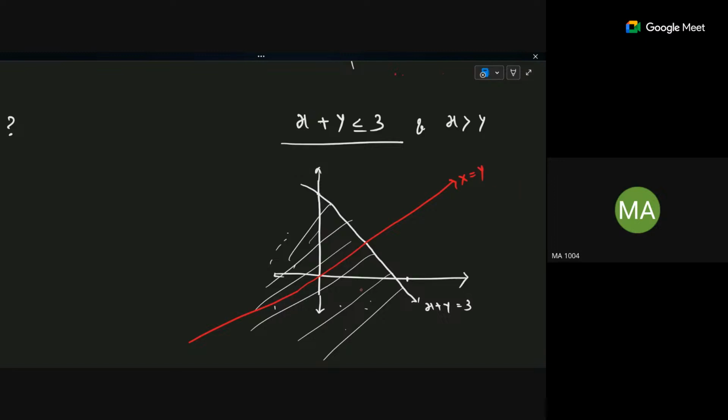X is greater than y. That means it will be the below region, shading downwards. Yes, so this one will be x greater than y. But I want both conditions.